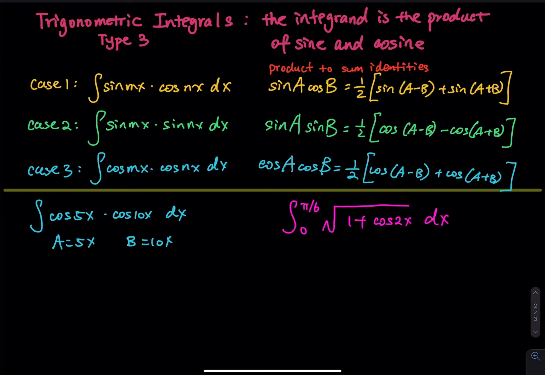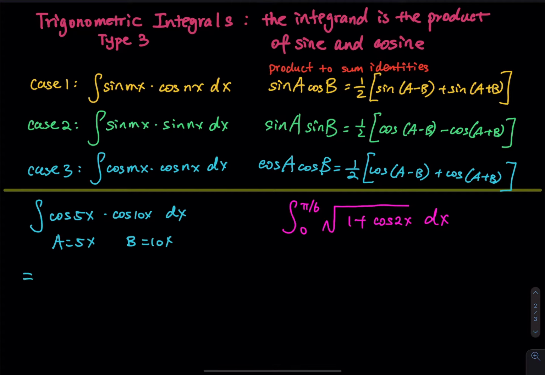Case 3 is a cosine times cosine in the integrand. Let's take a look at the first problem. We have cosine of 5x times cosine of 10x, and we are taking the integral of that. This matches case 3, where a is equal to 5x and b is equal to 10x. Let's plug it into the product-to-sum identity.